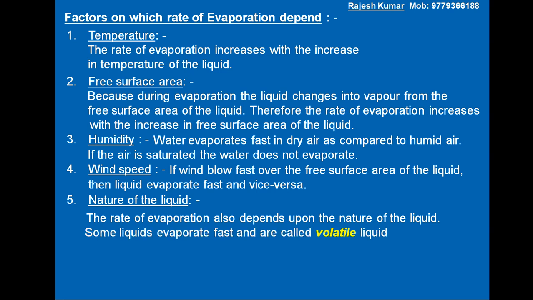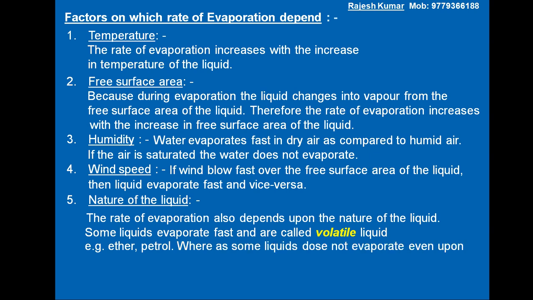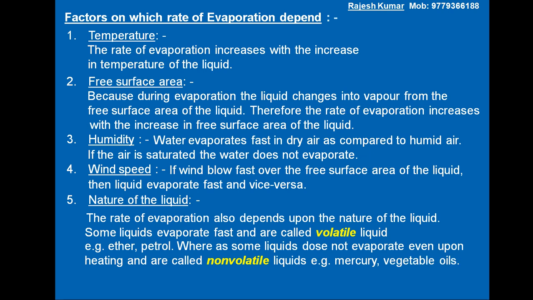Some liquids evaporate fast and are called volatile liquids, for example ether, petrol, etc. Whereas some liquids do not evaporate even upon heating and are called non-volatile liquids, for example mercury and vegetable oil, etc. So these are the factors on which the rate of evaporation depends.